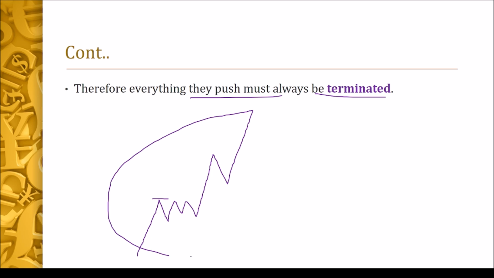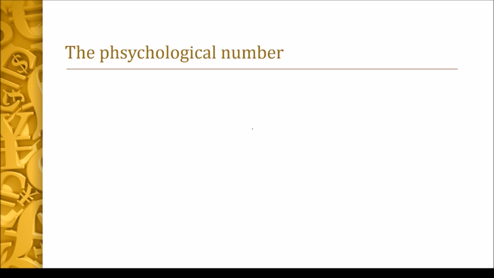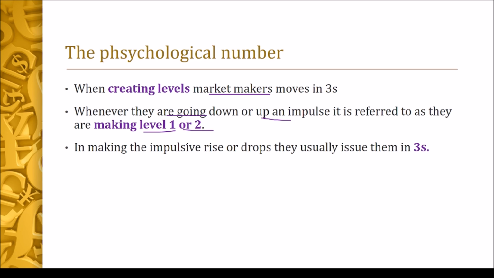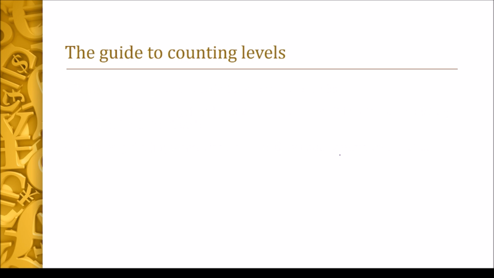So this is how these levels come into play on our charts. Then the psychological number. When creating levels, market makers move in threes. Whenever they are going down or up in impulse, it is referred to as making level 1 or level 2. So in making the impulsive rise or drop, they usually issue them in threes, right?